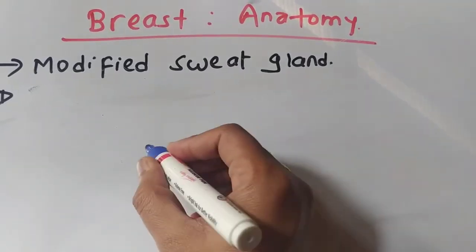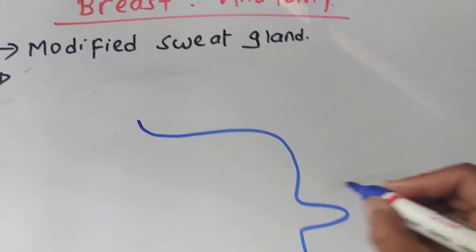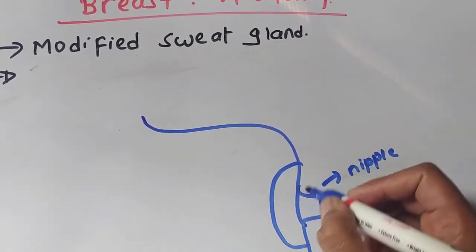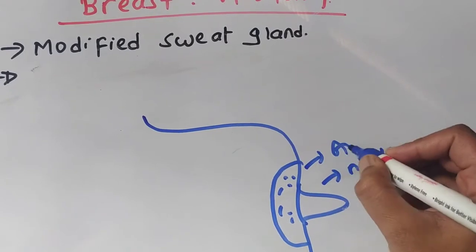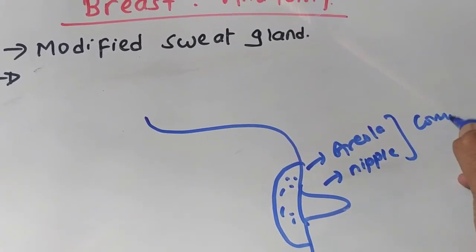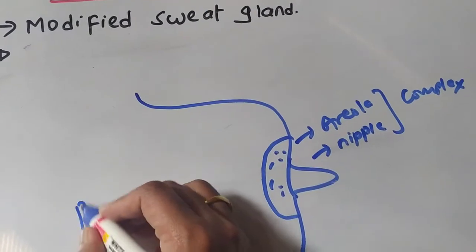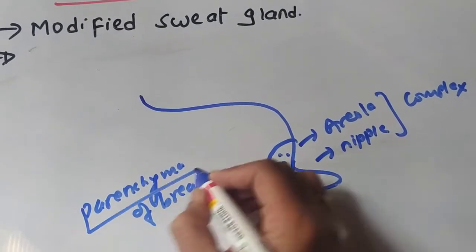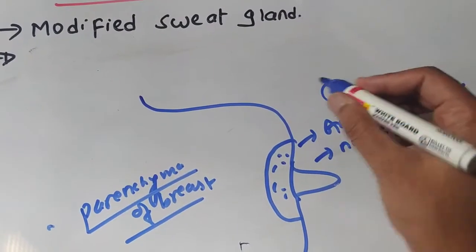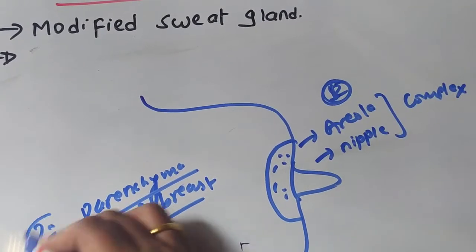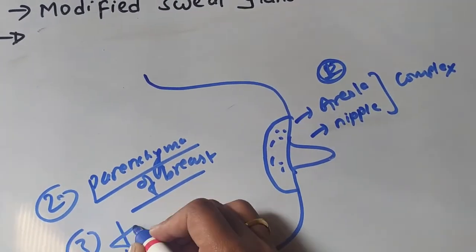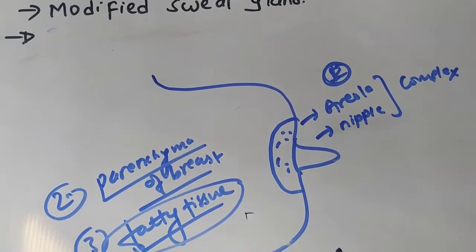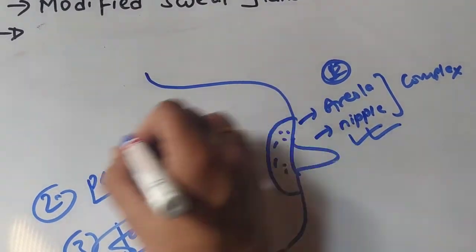We were talking about the structure of the breast tissue, and I already said it has one structure, that is the nipple areola complex. So this is the nipple, and let's suppose this is the areola. This is the first structure. The second structure is the parenchyma of the breast, and the third structure is the fatty tissue, simply the fat. We already talked about the areola and the nipple. Now let's talk about the parenchyma of the breast.